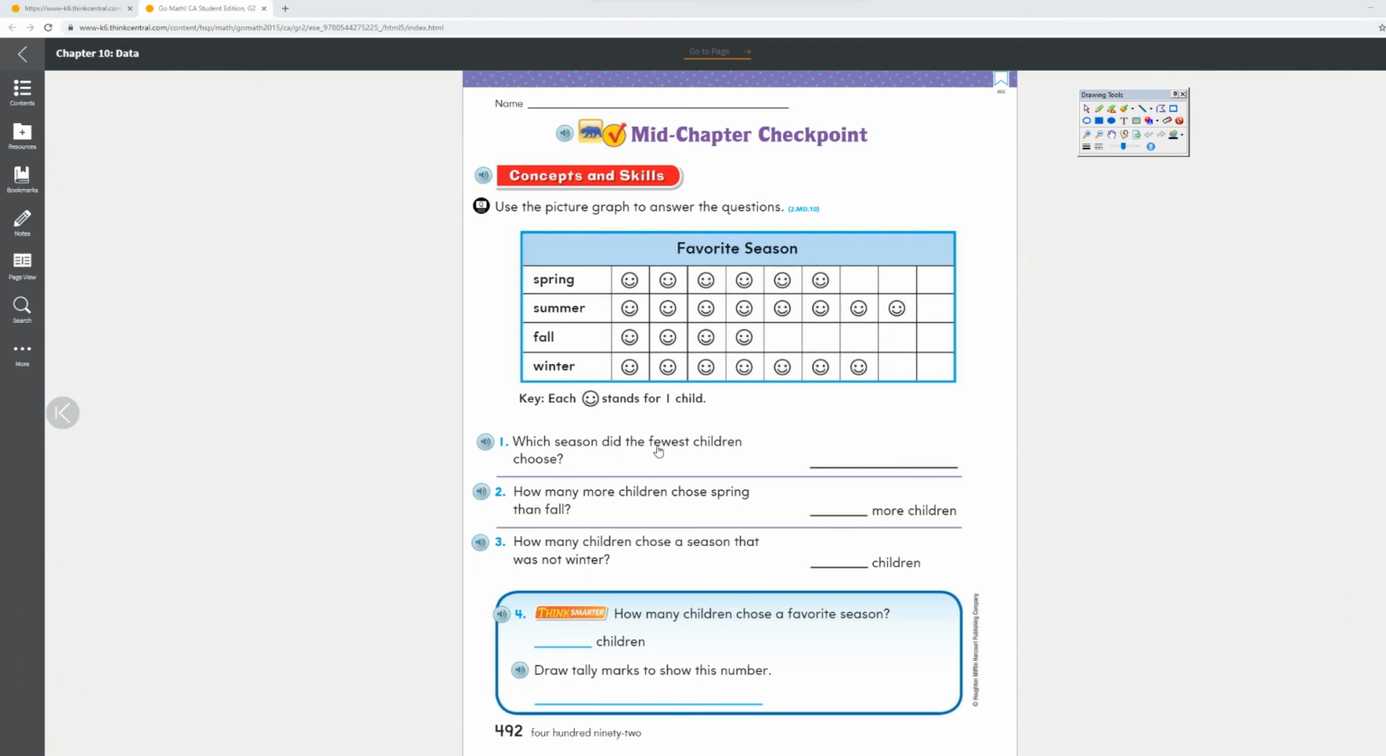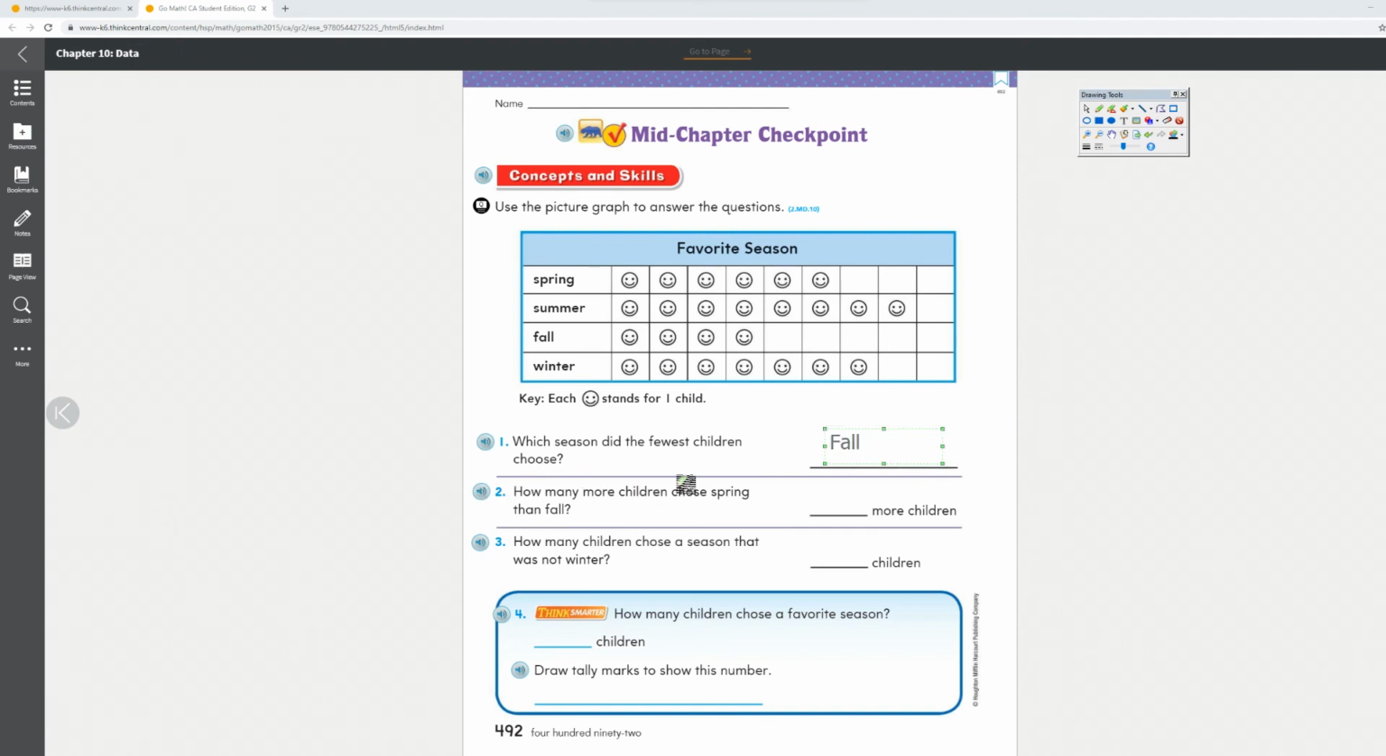So which season did the fewest amount of children choose? So based on this information, we can conclude that fall is the season that the fewest children chose because there's only 4 children that picked fall. The rest of them picked more. So we can put fall for number 1.